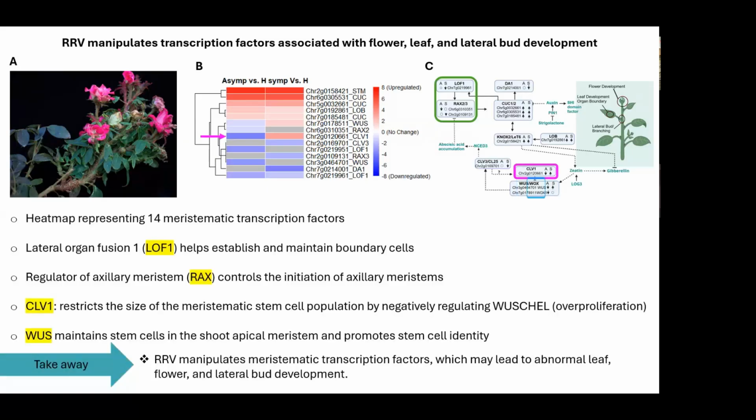So the other thing we look at is WUSCHEL. The WUSCHEL transcription factors are downregulated in asymptomatic, and then they are upregulated in symptomatic. And WUSCHEL controls a lot the formation of axillary and lateral meristematic cells. So the takeaway before I go to the next slide is that the virus manipulates the meristematic transcription factors, as you can see here, which may lead to abnormal leaf, flower, and lateral development.